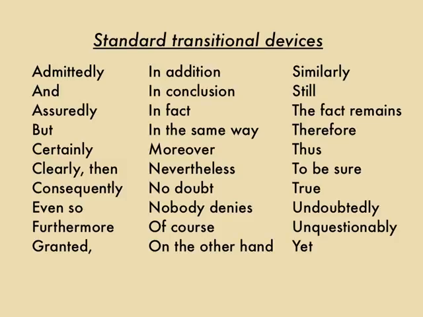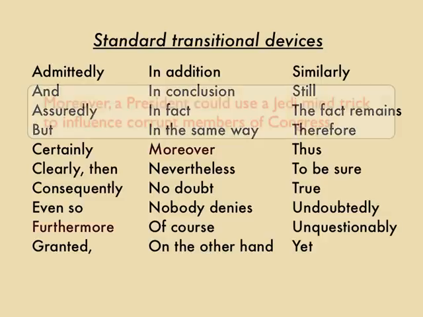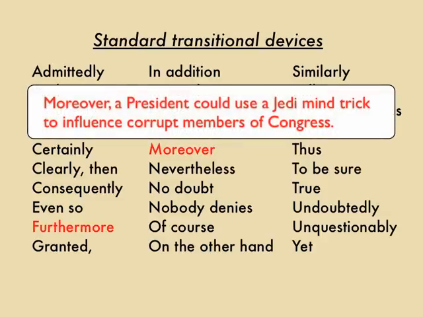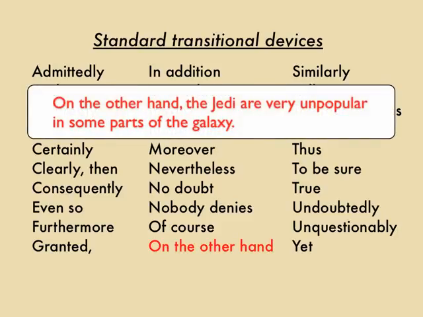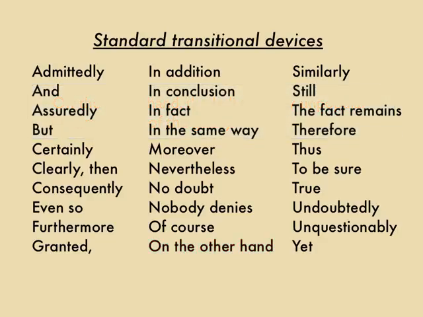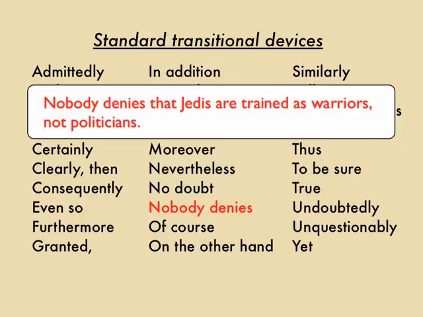These are easy and perfectly acceptable, but remember that you use different transitions in different situations. Pay attention to what they mean. You'd use furthermore or moreover if you've already made a point and are about to give another supporting example. You'd use on the other hand when you're going to give a contrasting example or make a point that disagrees with your previous one. You'd use nobody denies when you are going to concede a point contrary to your thesis.